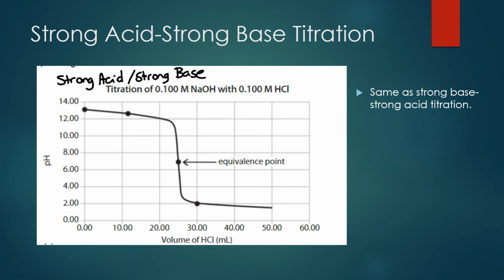Okay, last two scenarios here. This one is a strong acid, strong base titration. This one's the same as a strong base, strong acid titration. It's just going in the opposite direction. So we're starting with the base this time. We're adding acid. You can see the equivalence point, because it's strong acid, strong base, is still, again, at 7.